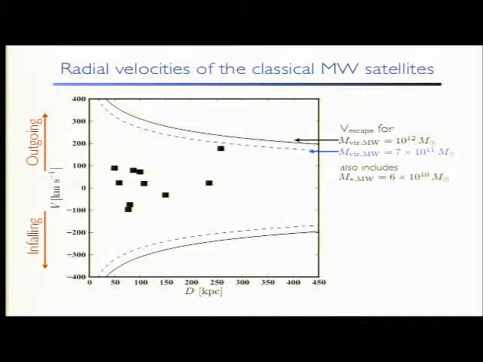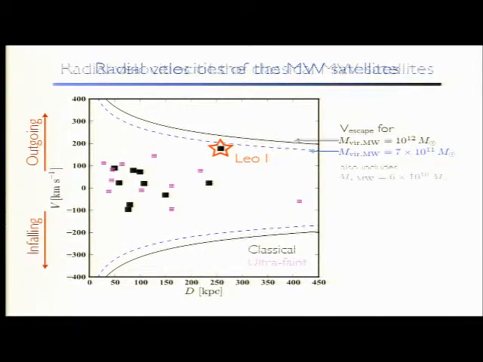I've also plotted on here an escape velocity curve for an NFW potential with either 10 to the 12 solar masses total in black or 7 times 10 to the 11 in blue. And our good friend LEO-1 is the satellite that sits here. So it's sort of the closest satellite to the escape velocity curve of the Milky Way, and that's why it's played an important role in setting the mass of the Milky Way from the satellite population.